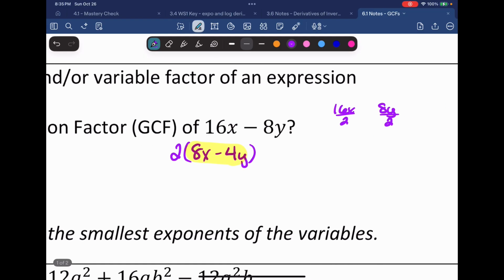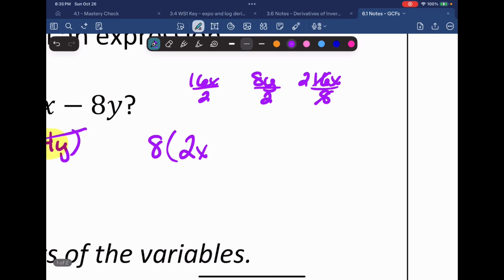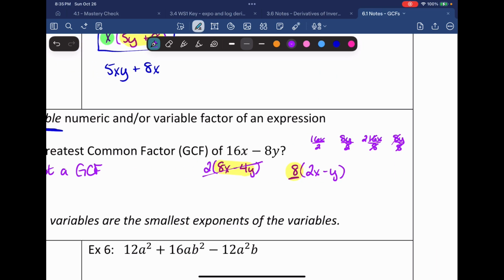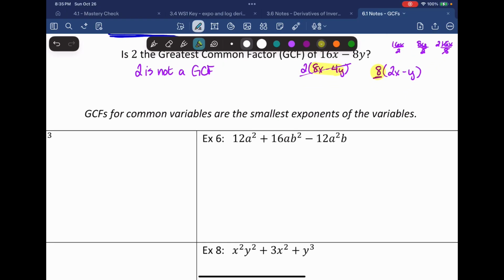So if I consider what the actual GCF is, I can divide both of these by 8. 8 goes into 16 twice. And 8 goes into itself once. So 8 is your GCF. Now, in terms of your variables, I want you to underline this or highlight it or whatever. GCFs for common variables are the smallest exponents of the variables. They have to be in common, but they're the smallest exponents of the variables.